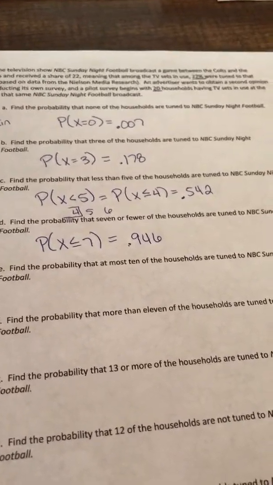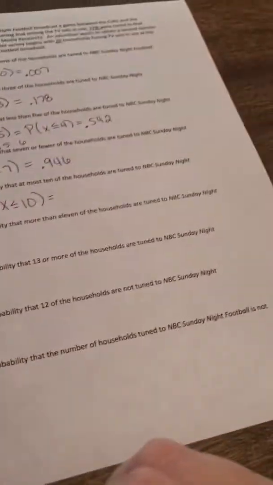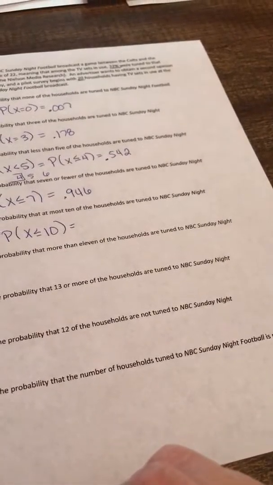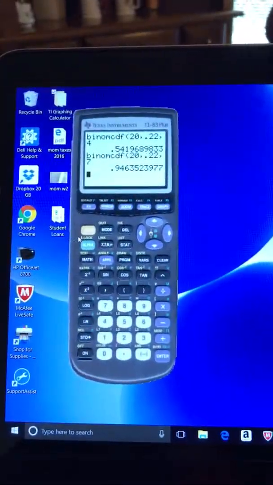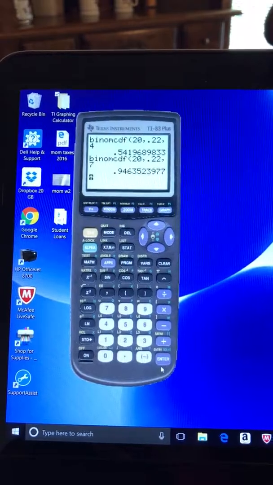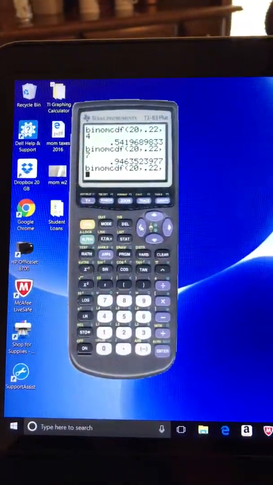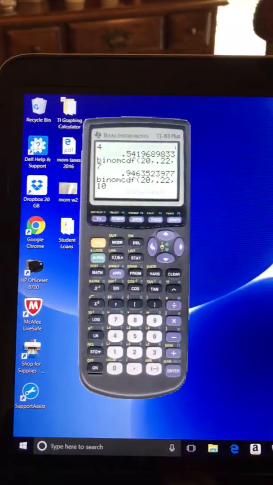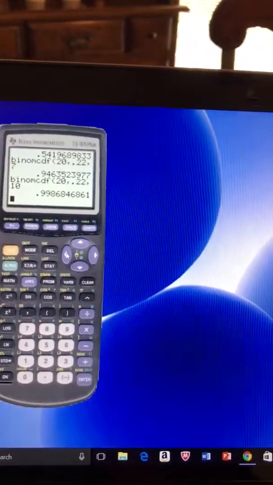For the next one, the probability that at most 10 are tuned in. At most 10 means you can't go over 10, so that's less than or equal to 10. So if we go back again, you can do second enter. Switch 7 to 10. And you should get 0.9986 or 0.999.